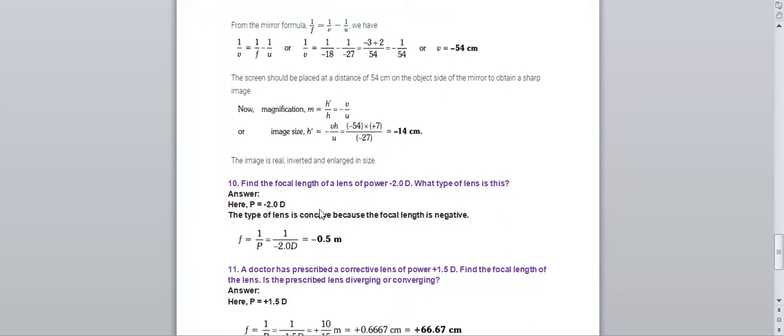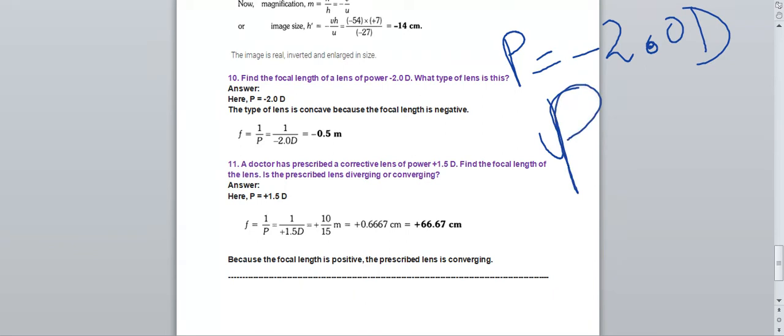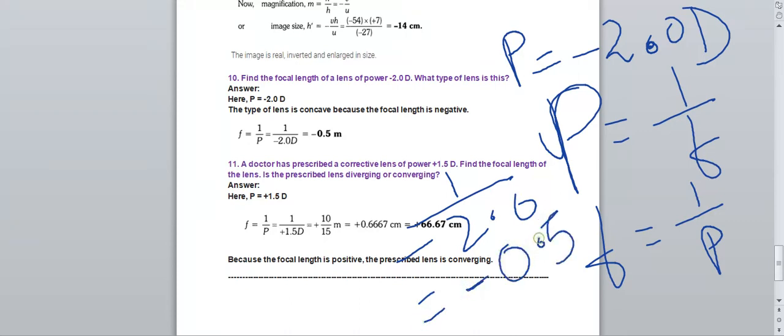Now next we have question number 10 and 11. These are the last two questions from this chapter. Find the focal length of a lens of power minus 2.0 diopter. What type of lens is this? In this question, power is given as minus 2.0 diopter. We have to find the focal length. We know that power P is equal to 1 by f. So we can write that focal length f is equal to 1 by P. So 1 divided by minus 2.0, which is equal to minus 0.5 m. This is our focal length.